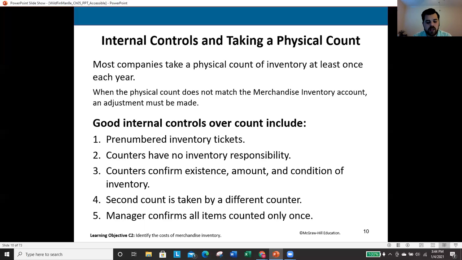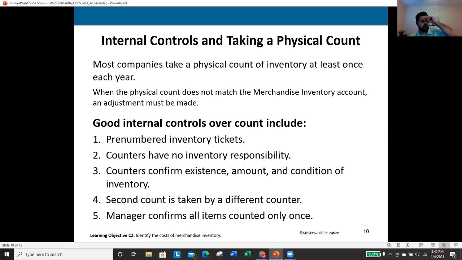Now, when the physical count does not match the merchandise inventory account, you must make an adjustment. Okay, this isn't something we can just say, oh well, it's close enough, right? We'll just say it's good, right? No, you can't do that. You're not allowed to do that. So this is what we need to do: we need to ensure that we're doing everything we can to minimize those differences in what we count and what we actually think we should have. So some internal controls we're going to want to look at here include things like pre-numbered inventory tickets, counters, of course, not being responsible for the inventory.